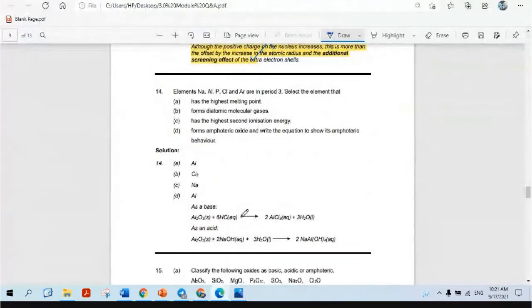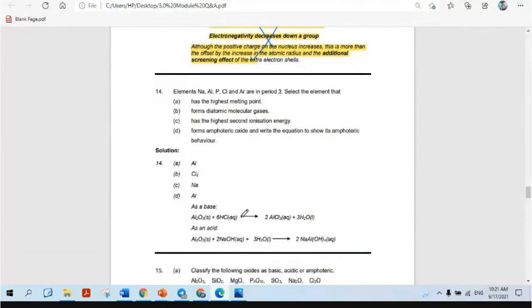Question 14, highest melting point. Highest melting point is chapter 4. If we need to explain the highest melting point, okay, skip first. Diatomic molecule, group 17. Second IE, we discussed just now, sodium, because from 2p6, that is why sodium forms an inner completely filled orbital.